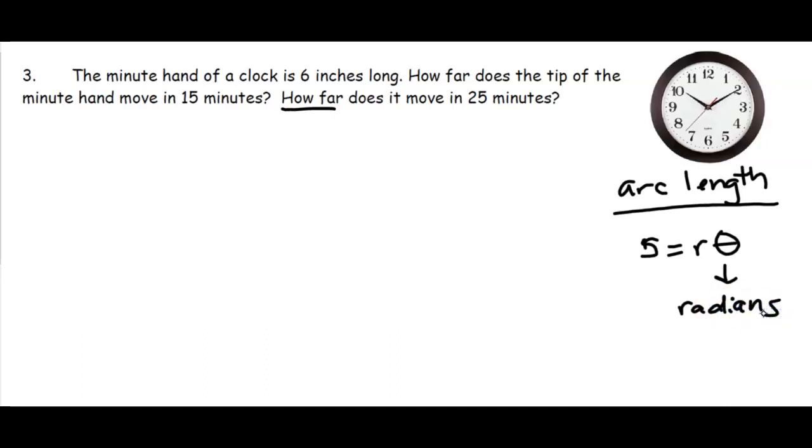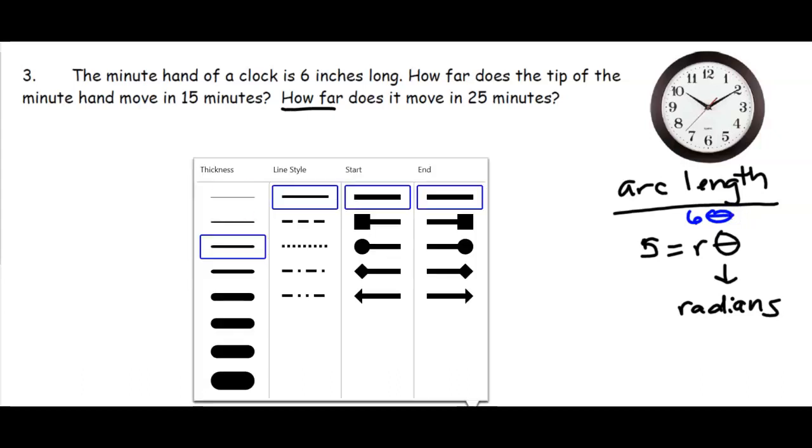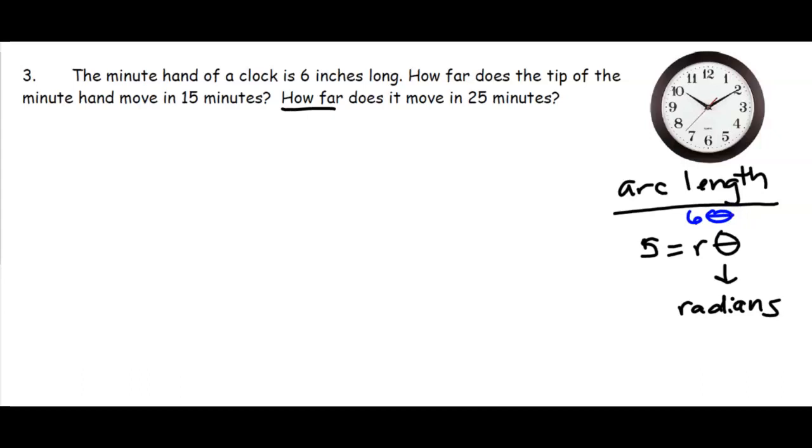So what we have here is the minute hand of the clock is 6 inches long, so we definitely know that our r is 6. We don't know what theta is, so we need to figure out what theta is, and then make sure that theta is in radians. There are a couple of different ways to do this, but the way I feel makes the most sense is to think about 15 minutes out of an hour, or 15 out of your 60 minutes. If I do 15 out of 60 and reduce that down, that's 1/4. So that's 1/4 of the hour.